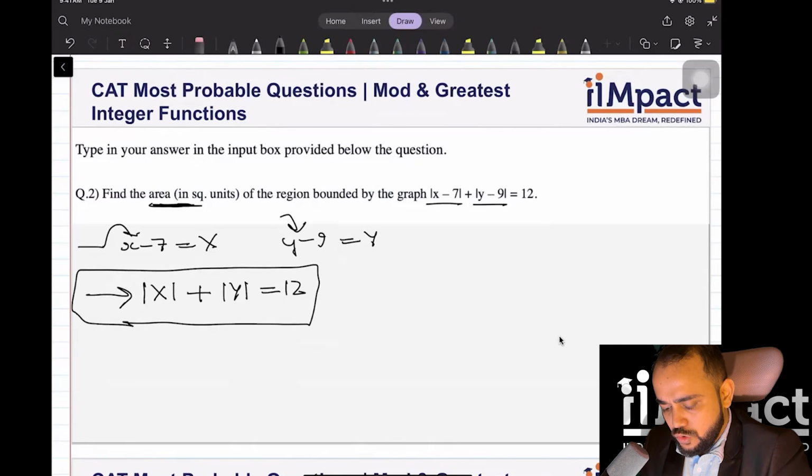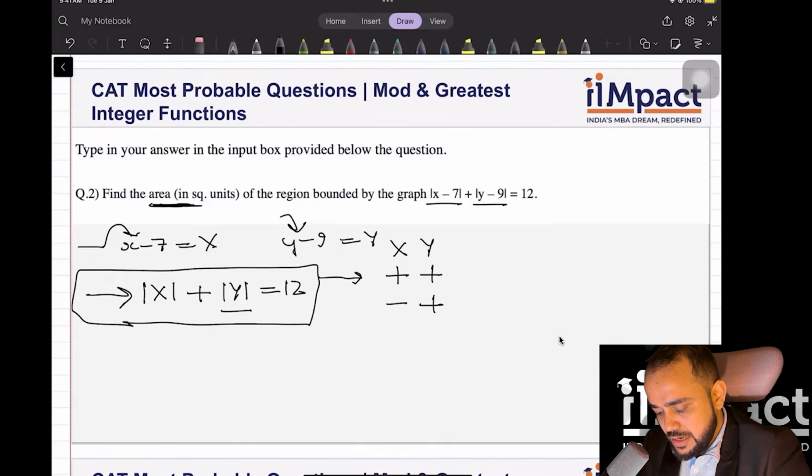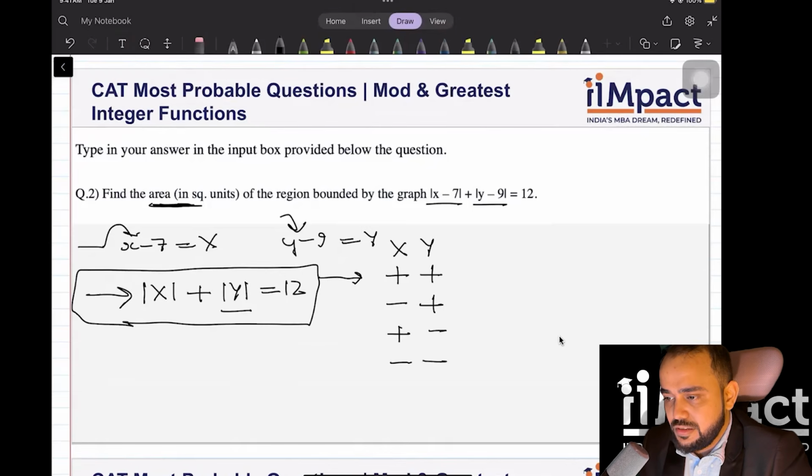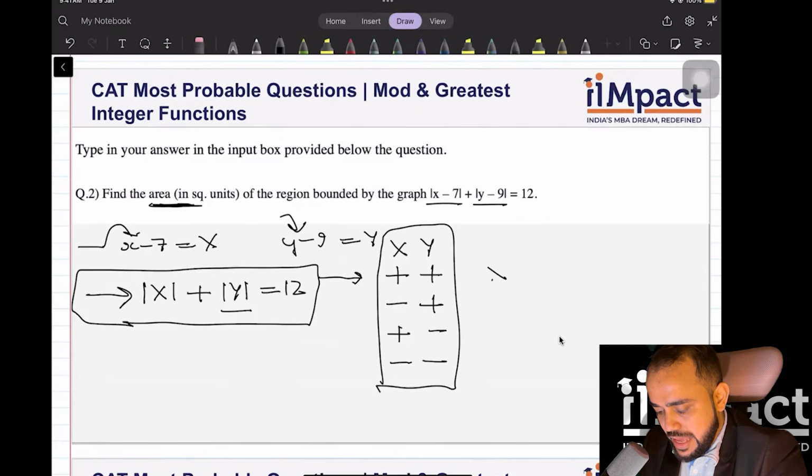Now the next step to understand this is, mod capital X can open up as plus minus X, mod capital Y can open up as plus minus Y. So you can have all these situations. These are the signs of X and Y: plus plus, minus plus, plus minus, and minus minus. These are essentially four lines, each of which has slope 1 or minus 1. For example, this is x plus y is equal to 12. This is y minus x is equal to 12. This one is x minus y is equal to 12. And this one is minus x minus y is equal to 12.